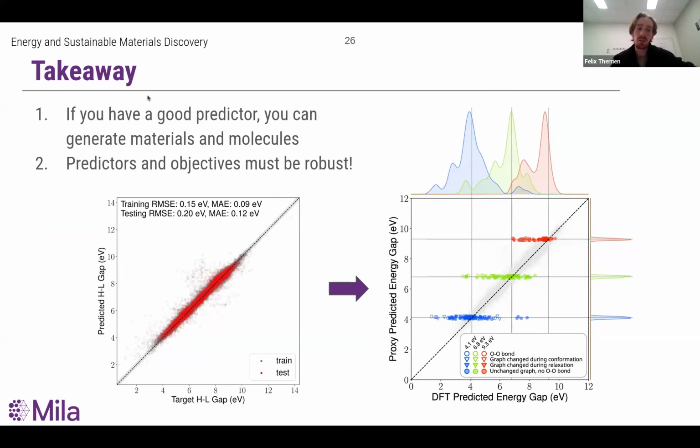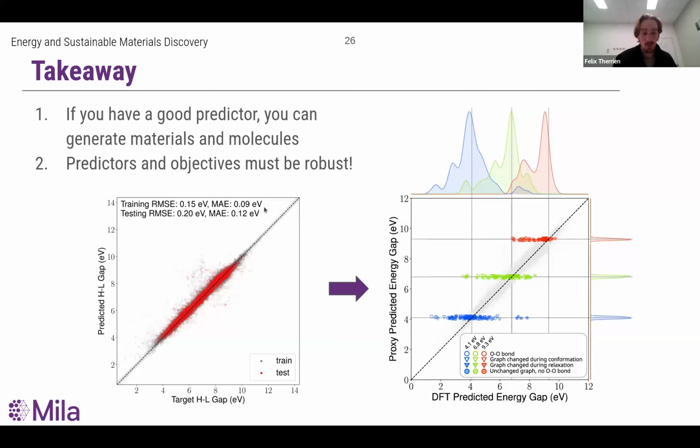So the main takeaway is, if you have a predicting model, you can use it to generate molecules or materials. It doesn't need to be the way we did it. We did it directly with just the predictive model. But in machine learning, it's sort of true in general. If you have a model that can make predictions, you can generate molecules, you can generate materials.